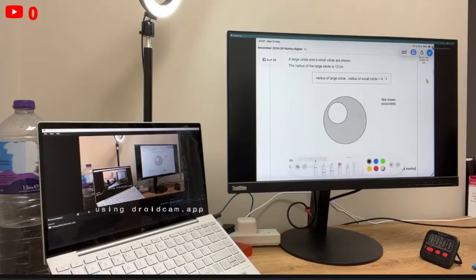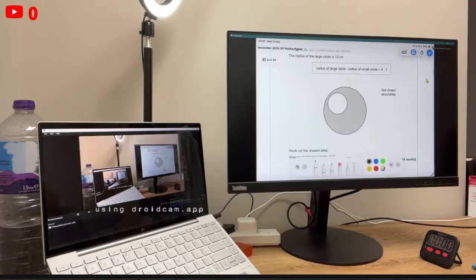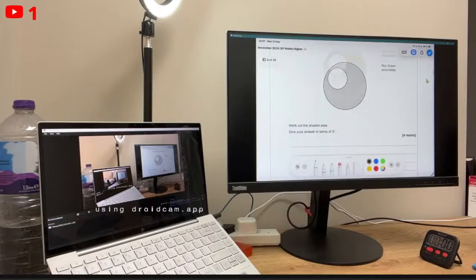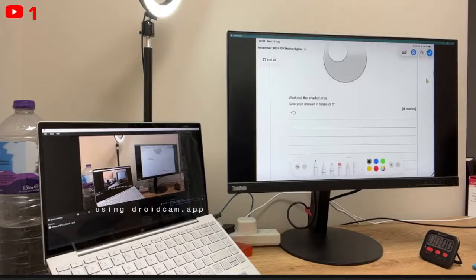Well, if we know the radius of the large circle to the small circle is 4 to 1, and the large circle radius is 12, that means it's got to be 4 times smaller for the small circle. So 12 divided by 4, that's 3 centimeters.